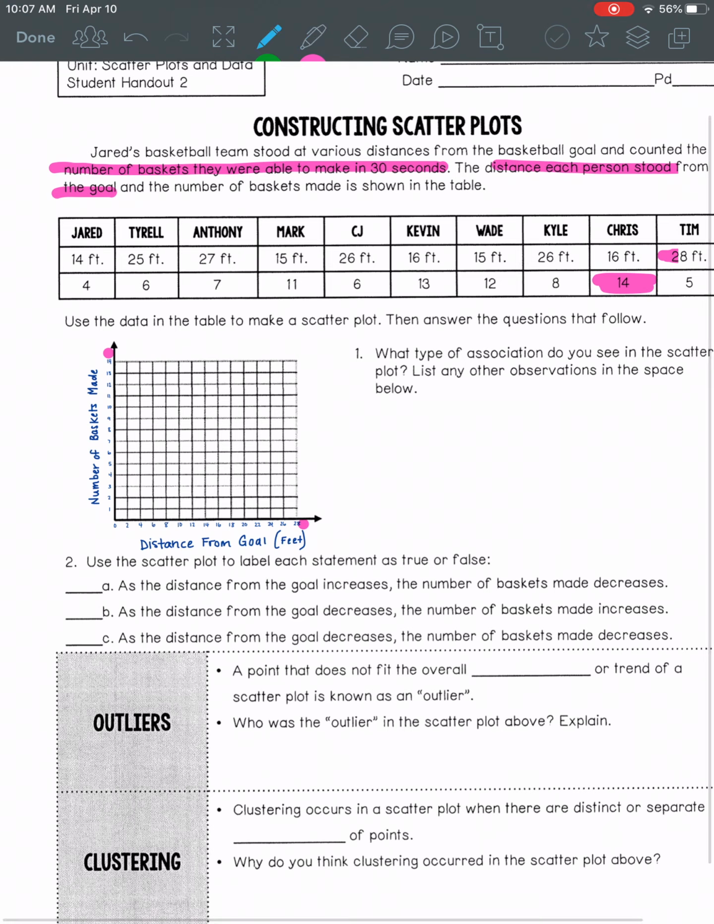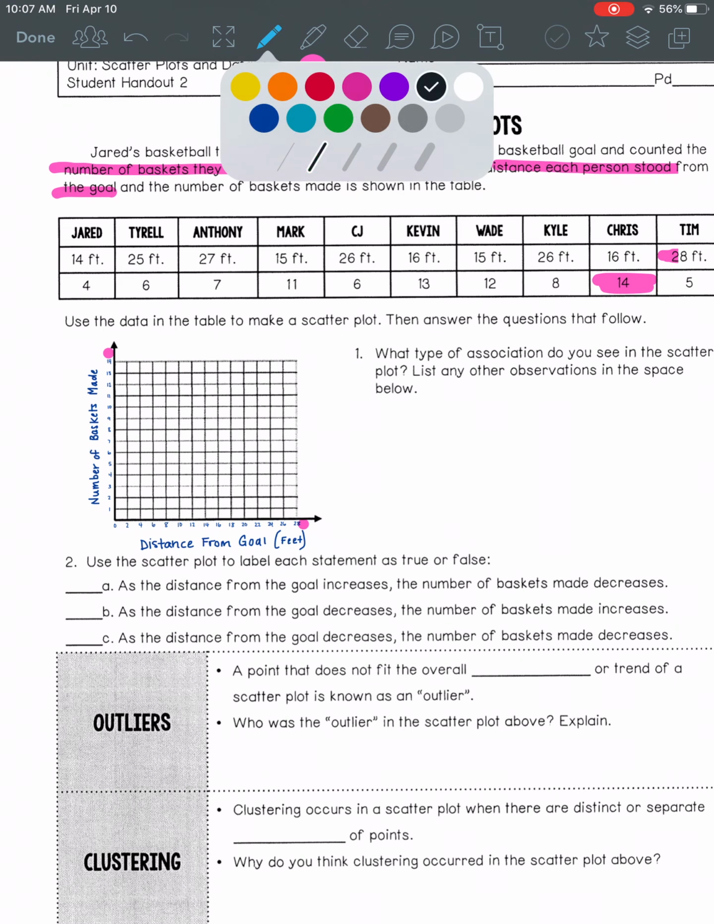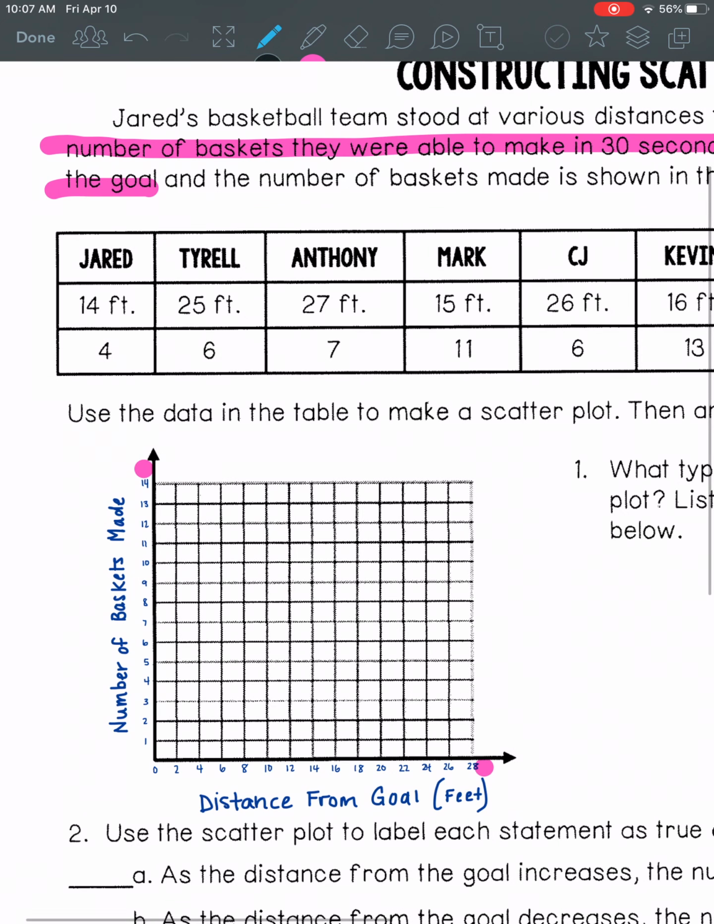Okay, so we'll go through, let me change my colors here, and plot each of these people individually. Jared stood at 14 feet, so I'll go to 14 feet on the x-axis, and then 4 baskets made, so his point is right there. Tyrell, 25 feet, so I'm going to go in between 24 and 26, right in the middle is 25. And then up, he made 26 baskets. So there's Tyrell.